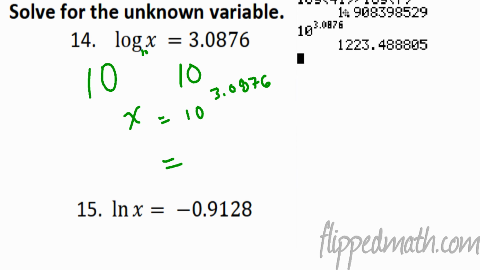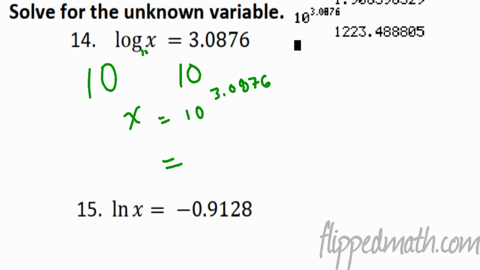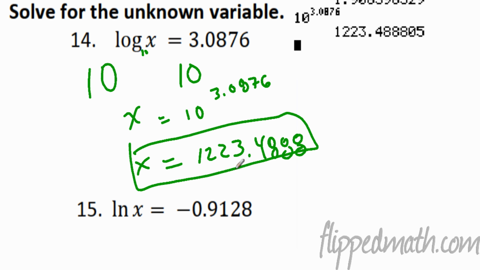What do I got here? Oh, right there, that bottom one. 10 to the 3.0876, you get 1223.4888. You can cut it off right there. Let's write that down. That is our final answer. Final answer. All right, so that's pretty specific, pretty detailed. How about the next one?